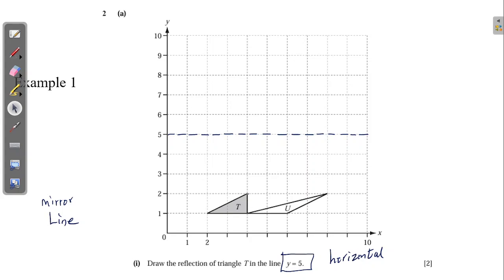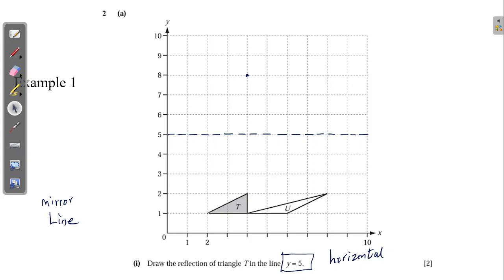Now for this vertex, for this point here, you count the distance from that point to the mirror line. This is 1, 2, 3. So I have 3 boxes, right? So I'm going to count 3 boxes in the opposite direction, which is 1, 2, 3. So this is the image of this point. I hope you get the concept.